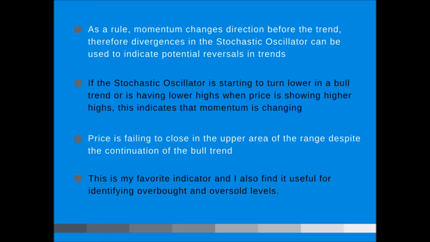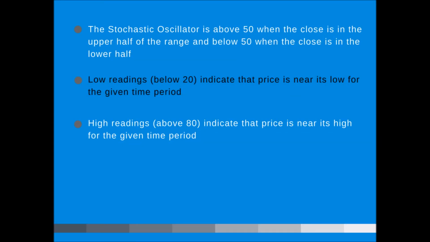This is my favorite indicator. I also find it useful for identifying overbought and oversold levels. Note that I only follow the slow stochastic. The stochastic oscillator is above 50 when the close is in the upper half of the range, and it's below 50 when the close is in the lower half. So very low readings, in other words below 20, indicate that the price is near its low for the given time period. High readings above 80 indicate that the price is near its high for the given time period.